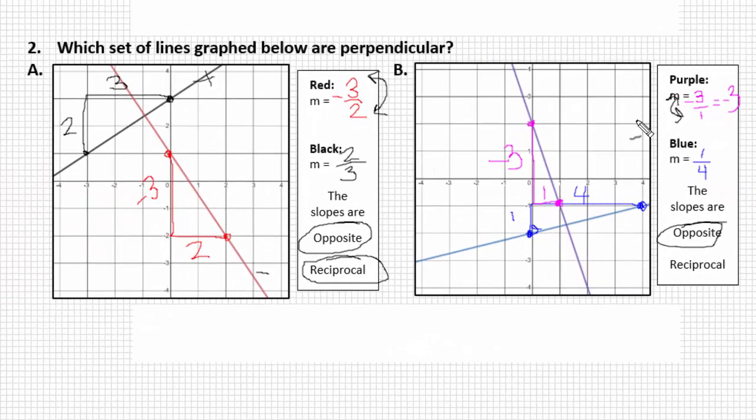So which one do you think is our set of lines that are perpendicular? Well, they're both very close just by looking at it, but mathematically, we don't have a protractor to measure these angles. What we do know is that if they are opposite and they are reciprocal, they will be perpendicular lines. So graph A was perpendicular, draw a star there, and graph B was not.